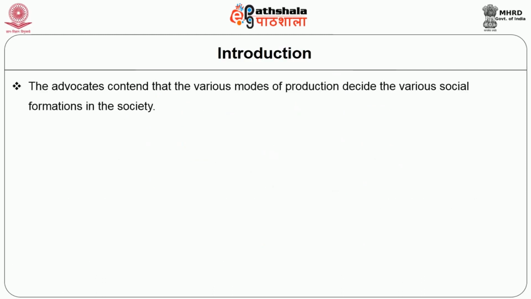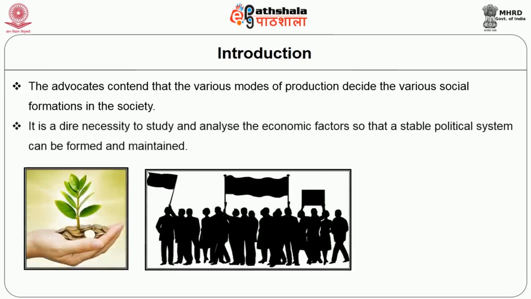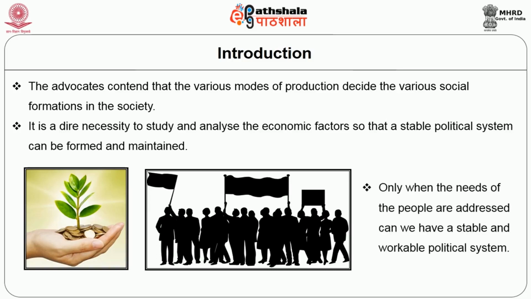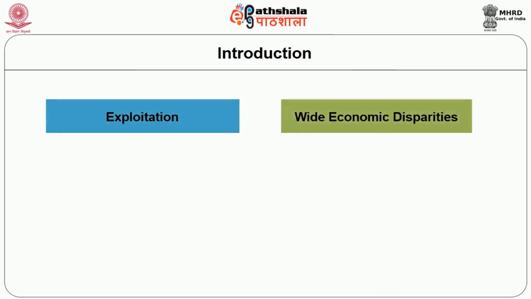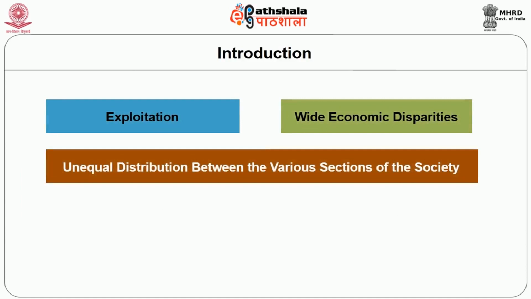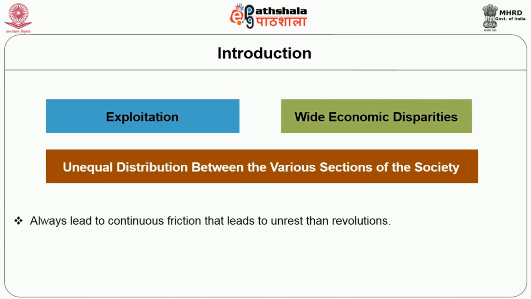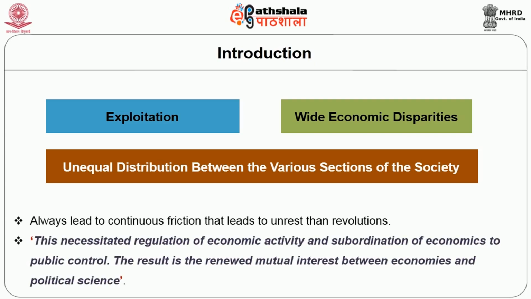The advocates contend that the various modes of production decide the various social formations in society. Thus, it is a dire necessity to study and analyze the economic factors so that a stable political system can be formed and maintained. All the conflicts in society are because of the economic demands of the people. Only when the needs of the people are addressed can we have a stable and workable political system. Exploitation, wide economic disparities, and unequal distribution between the various sections of society always lead to continuous friction, which leads to unrest, then revolutions. This necessitated regulation of economic activity and subordination of economics to public control.